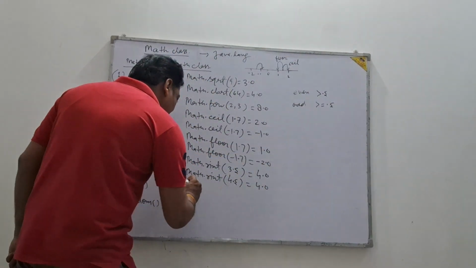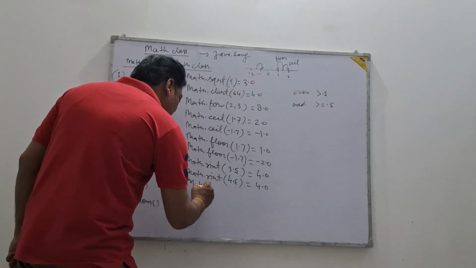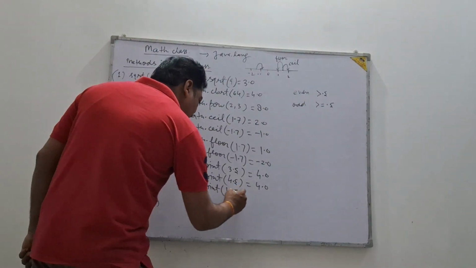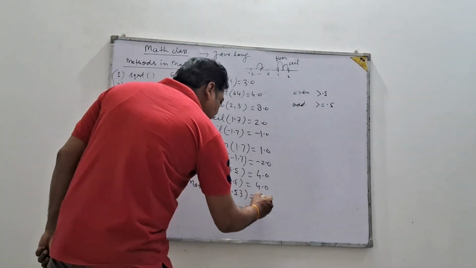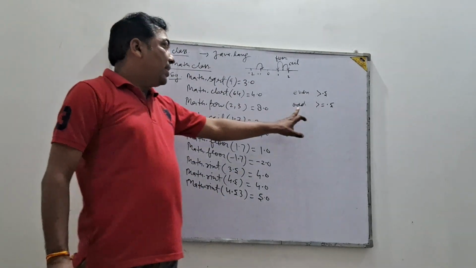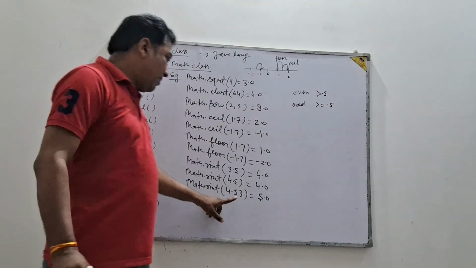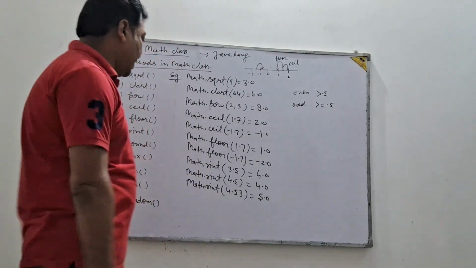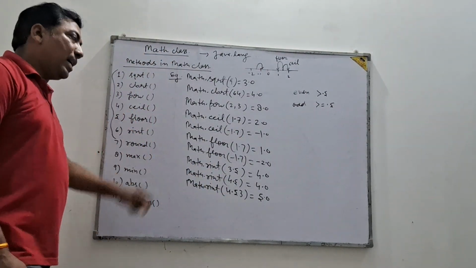Another example, Math.rint(4.53). Now the answer is 5.0 because the value after the decimal point is more than 0.5 and the number before the decimal point is even. So now it will be converted to the next number. So here also the return type is double.